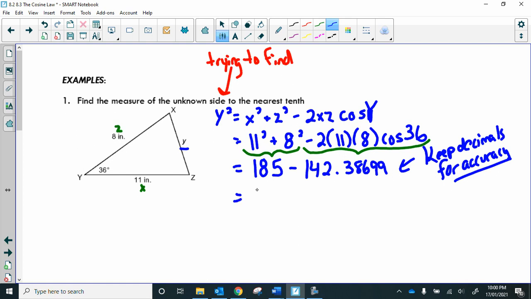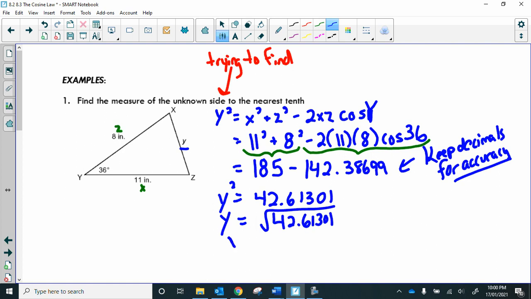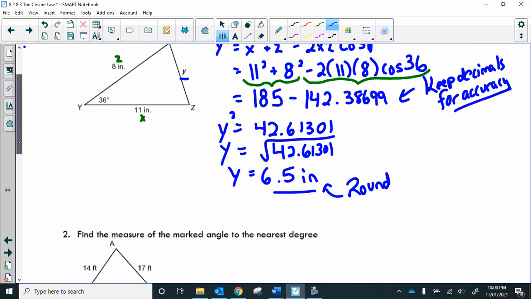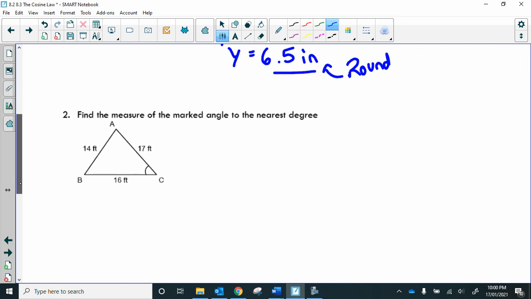So if I subtract those, I'm actually going to get 42.61301, and that's y squared. A lot of times your error at the end is you just forget to take the square root. So make sure you take the square root of this, which is going to give us 6.5 inches. So here's where you can round at the very end. It was the nearest tenth it told me in the question, so 1 decimal place. Okay, so that's how you use cosine law trying to find a side length.